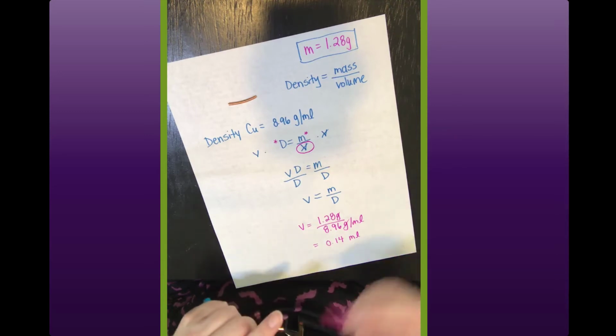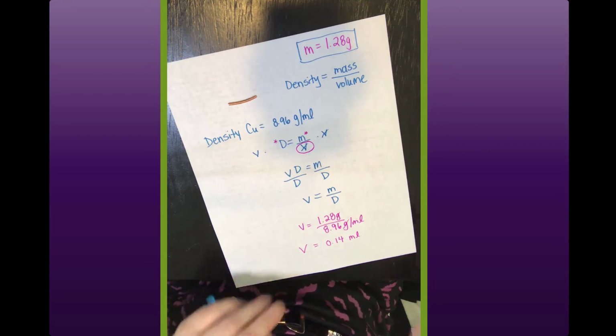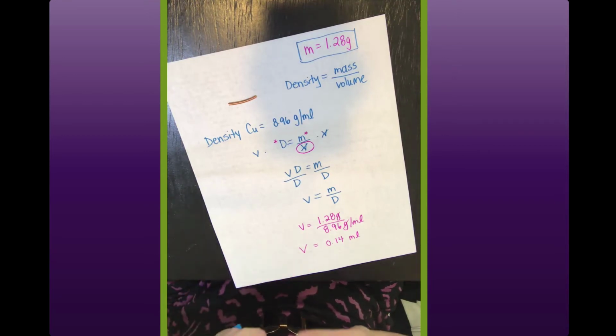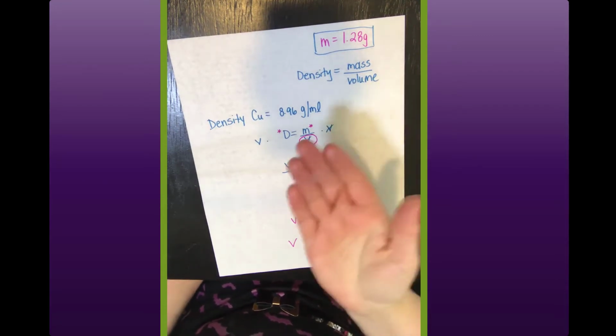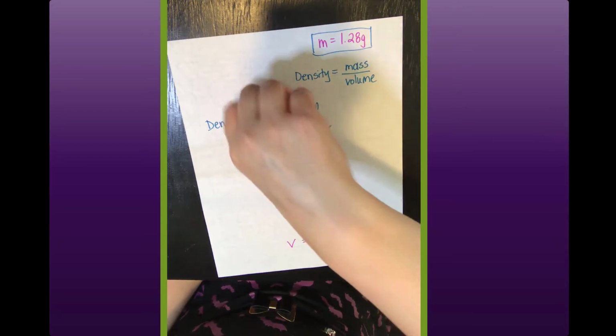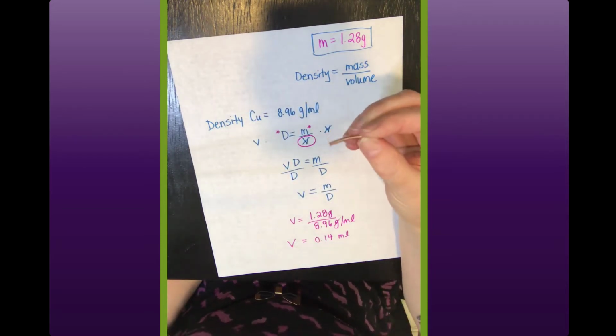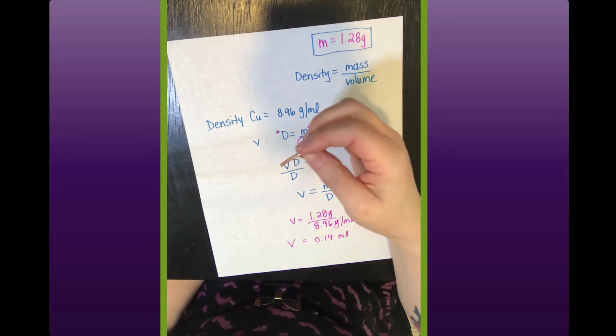and so we have milliliters in the numerator, and that's good because volume is measured in milliliters. And now we know that this piece of copper, if we were to put it in a bathtub, the volume of the bathtub would rise 0.14 milliliters.